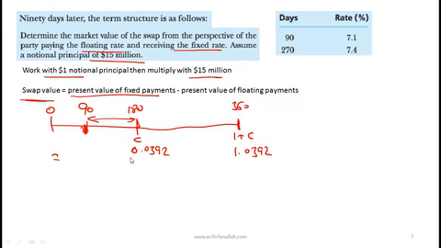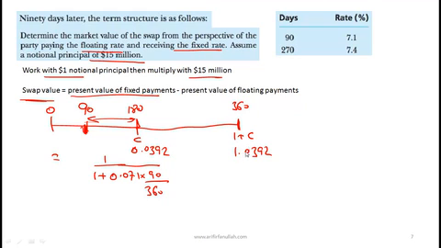Do you use the same discount factors from before, or do you need to come up with new discount factors? What's the discount factor for this 90-day period? It would be 1 over 1 plus what? It's the 90-day rate, 0.071 multiplied by what? 90 over 360, or simply divided by 4. So it would be this discount factor multiplied by C.